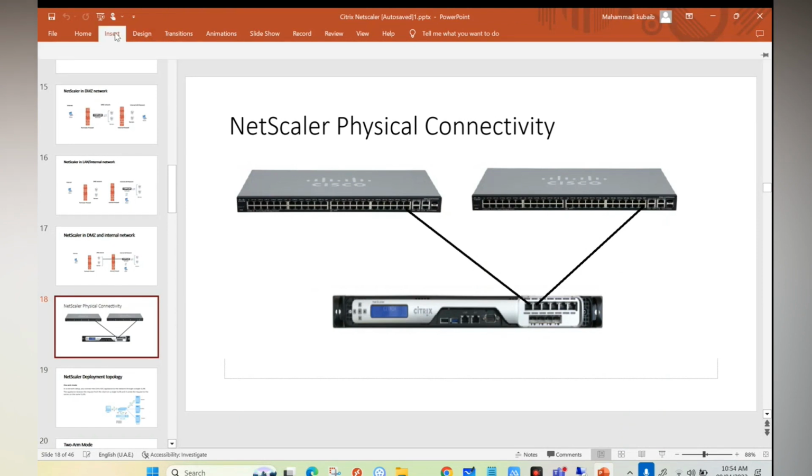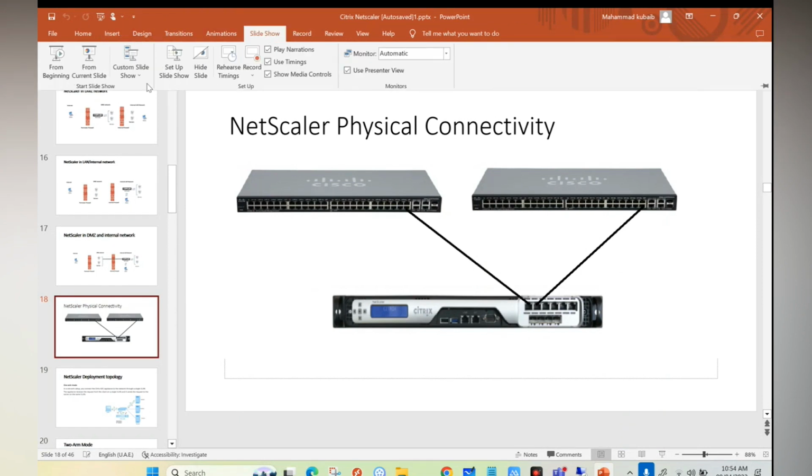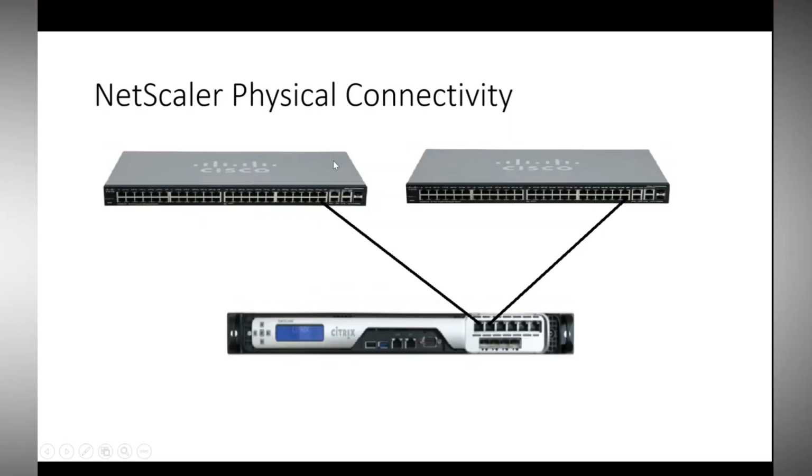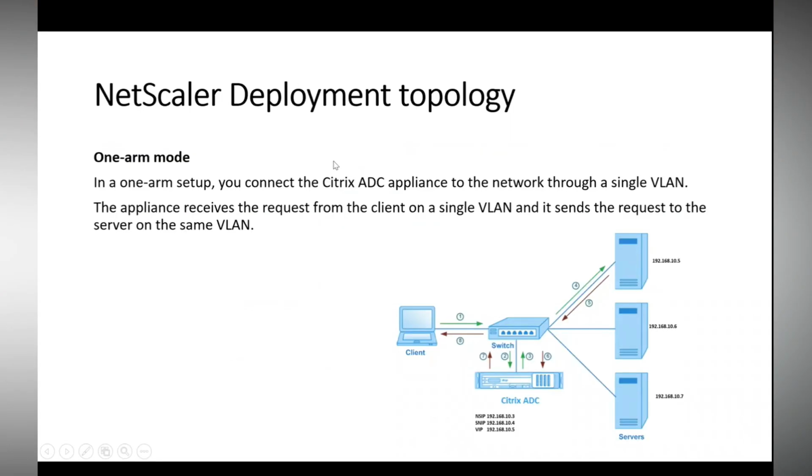So now, going to the next topic, which is 1-arm mode, 2-arm mode, 3-arm mode. Somebody asked how to decide which mode to go with. As the statement says, in 1-arm mode, you can connect the Citrix appliance to the network through a single VLAN. The appliance receives the request from the client on a single VLAN and sends the request to the server on the same VLAN.